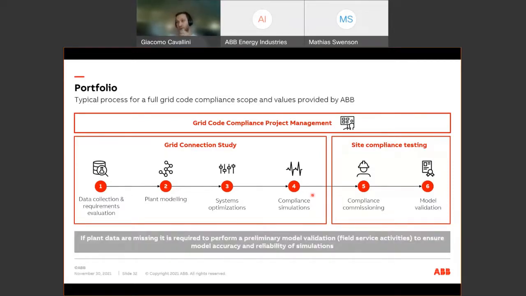And one of the typical challenges is that, especially for brownfield applications, so for retrofit projects or for old installed units, data are missing. For example, synchronous machine data are missing. That's typical. And in such cases, we send our commissioning engineer to do preliminary tests that are used for a preliminary model validation of the equipment. So then we can ensure that whatever we do after is correct and is in line with the expectations.